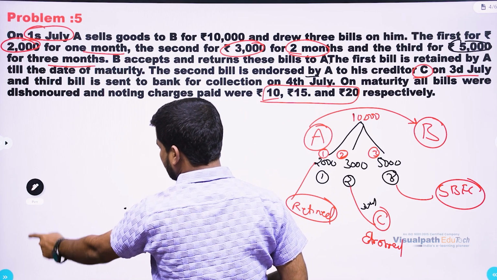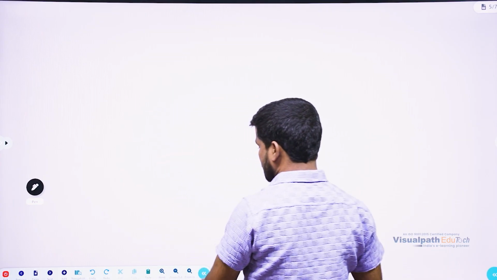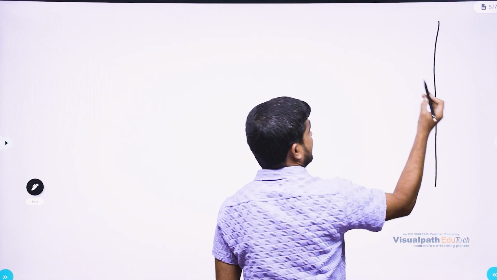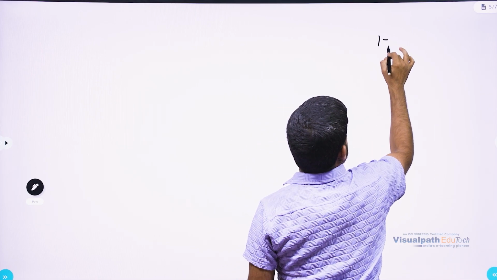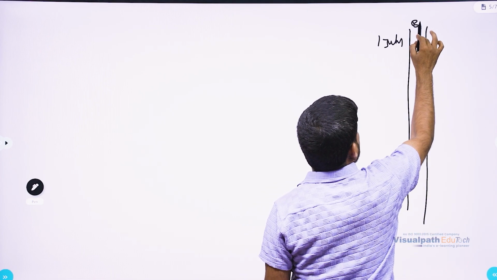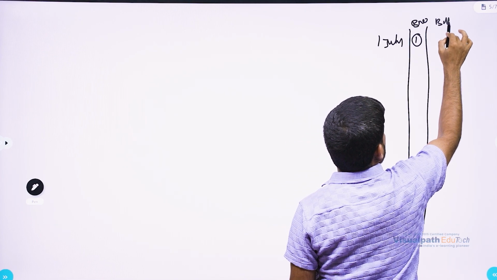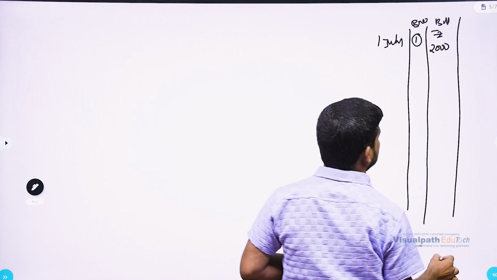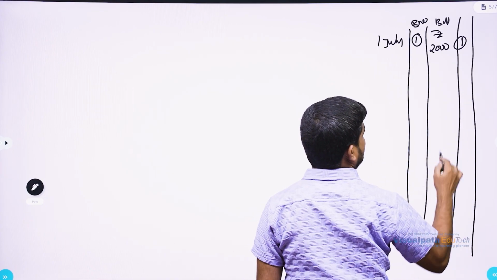The question is asking to write the journal entries in the books of both parties. Now we'll simplify the question and take the important dates here. What is the date of the bill drawn? We'll take 1st July. For clarification, the bill numbers and bill amounts: the first bill is 2,000, and the maturity date is 1 month.